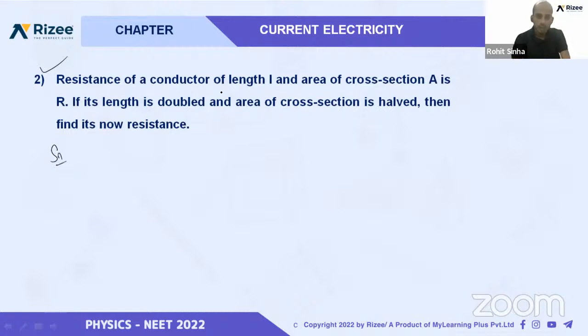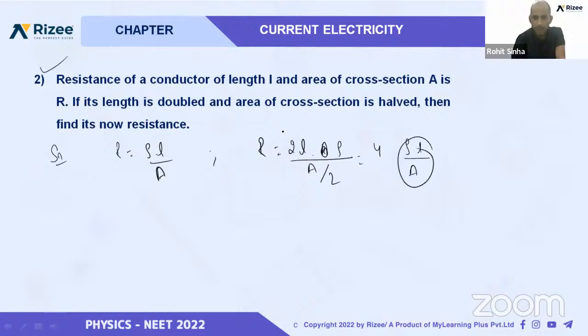Let us see. Okay, simple question, rho L by A, I think you must have done this earlier. R is equal to rho L by A. If length is doubled, 2L, and area of cross section is half, that means A by 2, it means 4 into rho L by A. That means we can say that R dash is equal to 4 times the initial resistance. Okay, got it?